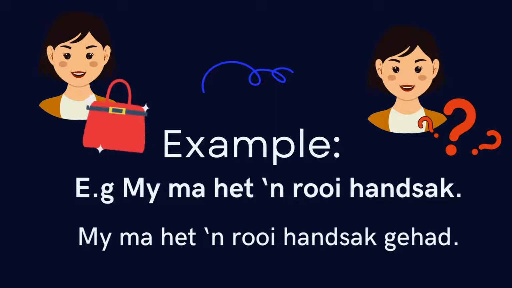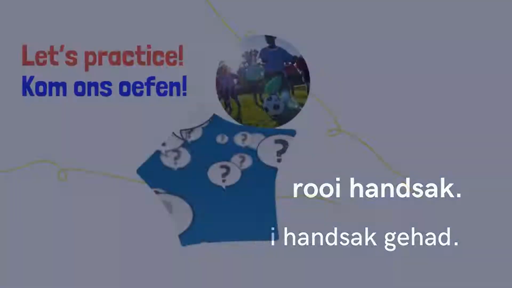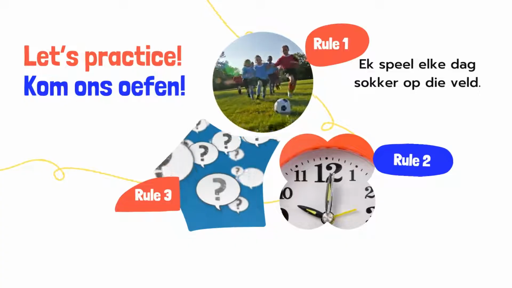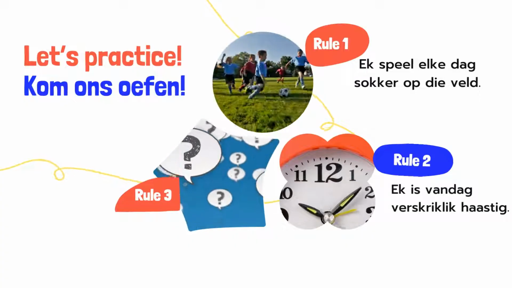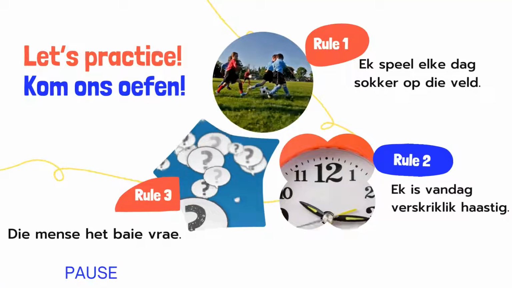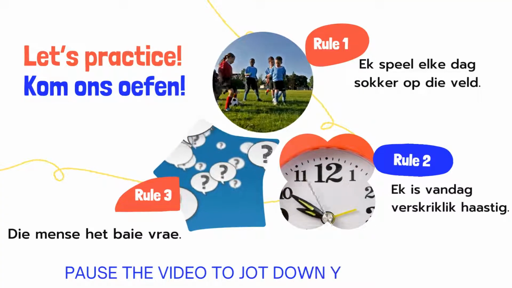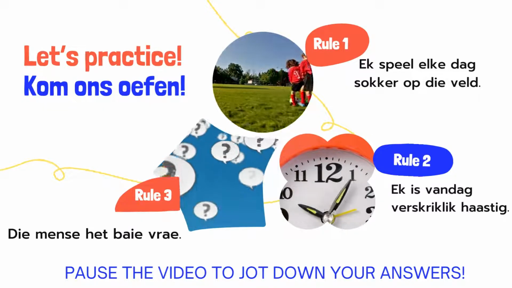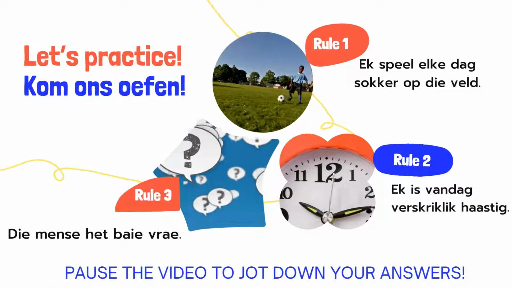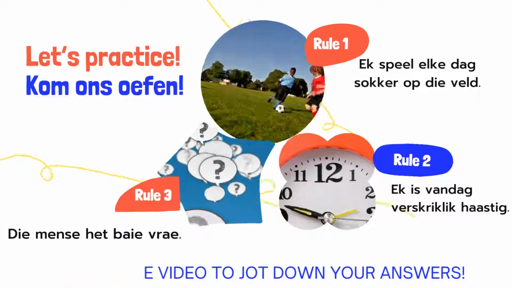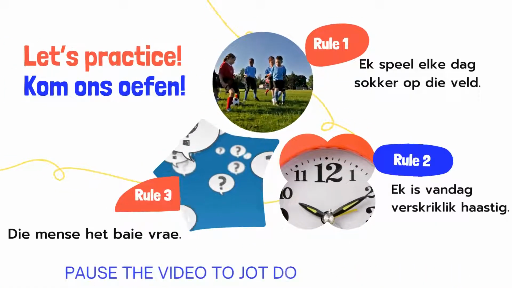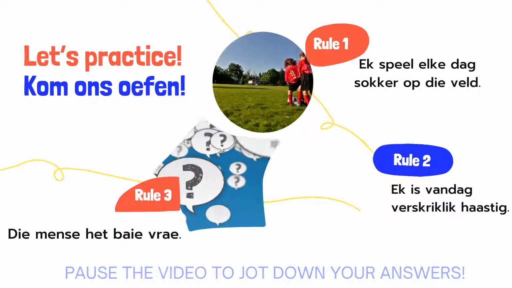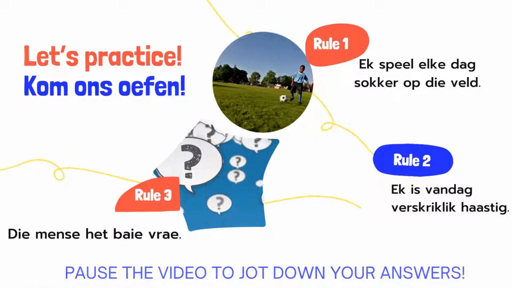Let's practice by doing a sentence for each rule. Please take a moment to write down your answer for each of the sentences found for Rule 1, 2, and 3. Pause the video to jot down your answers. Apply Rule 1 and change the following sentence to Verlede Tyd. Ek speel elke dag sokker op die veld. Apply Rule 2 to change the sentence ek is vandag verskriklik haastig to past tense. Apply Rule 3 to change the sentence die mense het baie vrae to Verlede Tyd.